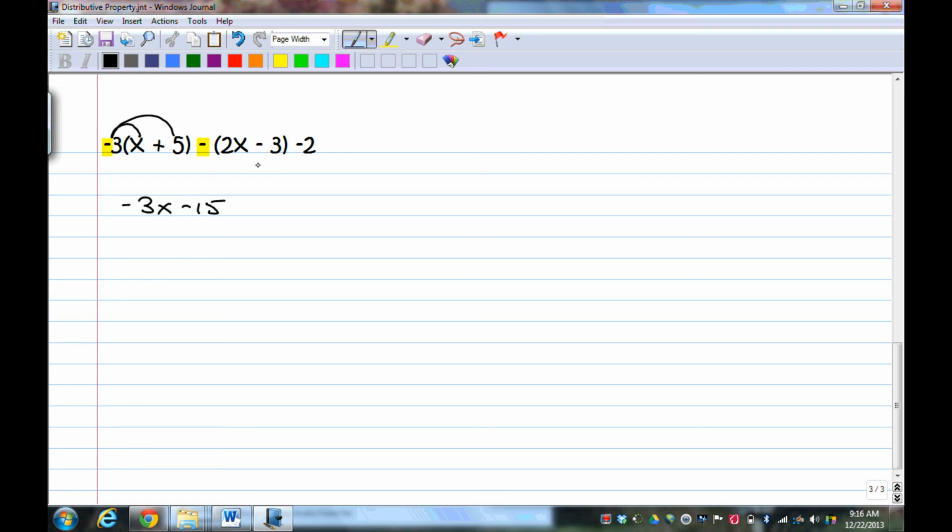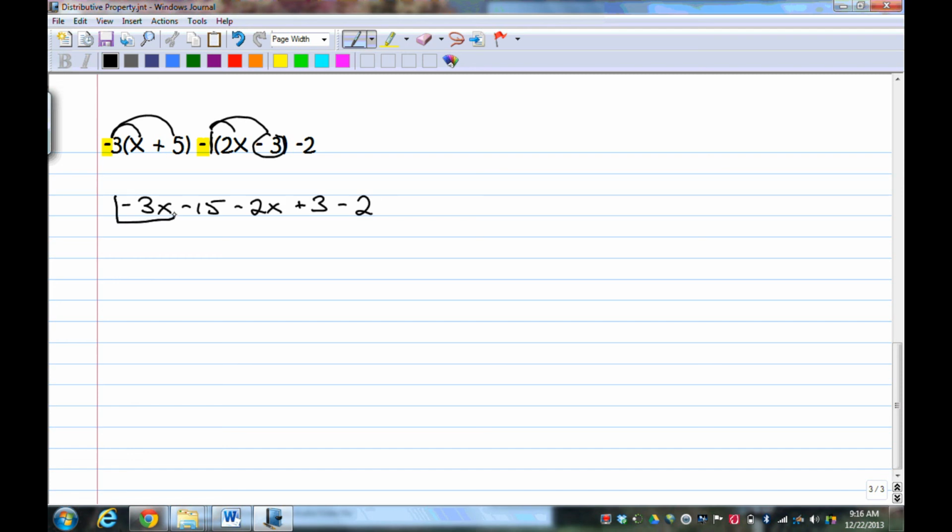On to this second part here. Remember that if there's no number written in front, it's the same as having a 1. A negative 1 being distributed to everything on the inside just changes the sign of everything on the inside. So a negative 1 times that positive 2x makes it a negative 2x. And a negative 1 times this negative 3 gives me a positive 3. And then I have minus 2 out on the end.